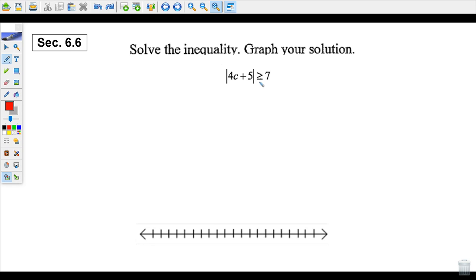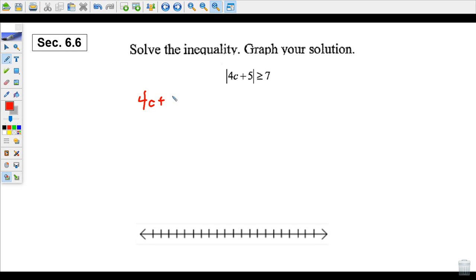So one helpful way we talked about in class was we always said, read it out loud in kind of an extravagant medieval times kind of voice. So this says absolute value of 4c plus 5 is greater than or equal to 7. And that tells us it's an or. So greater than. I hope you guys remember that. So we're going to split it into an or.